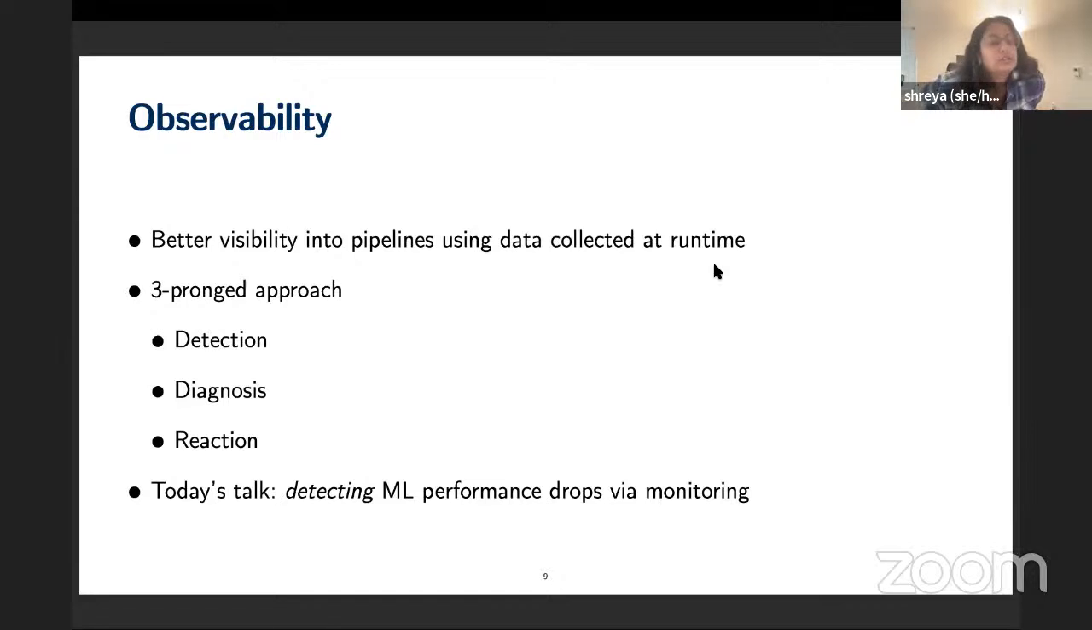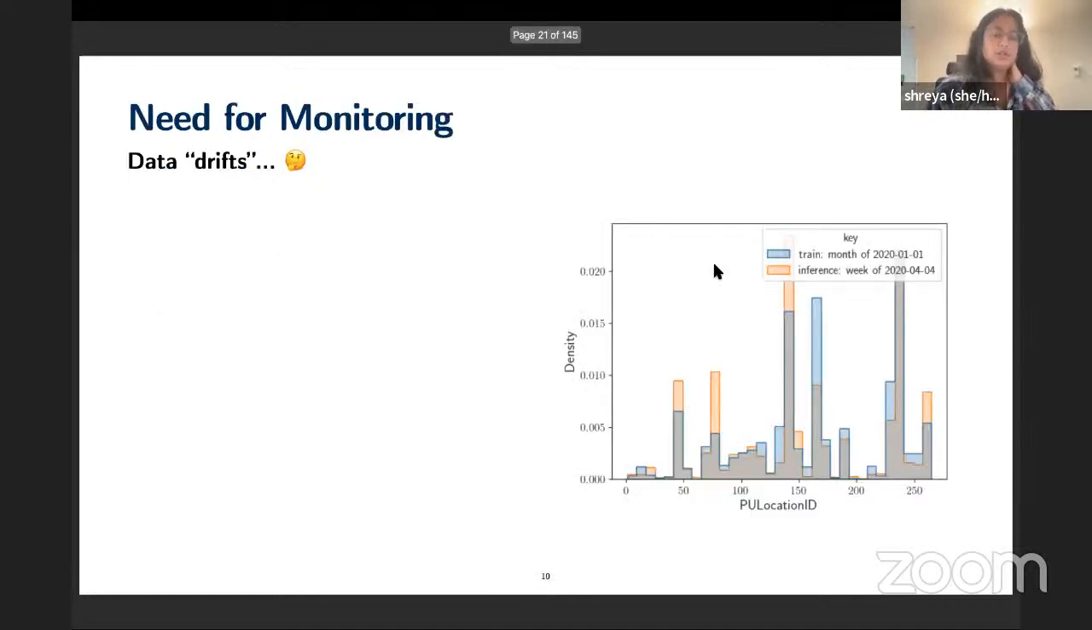And then finally, reaction, which is we have an idea of where the bug might lie, but how do we best respond to the failure? Do we retrain a model? Do we collect new data? There are so many different ways that we could bring performance up, and what's the biggest bang for my buck strategy to get there? So today's talk is mainly going to be around detecting performance drops via monitoring. An interesting research challenge there is around label delays and feedback delays.